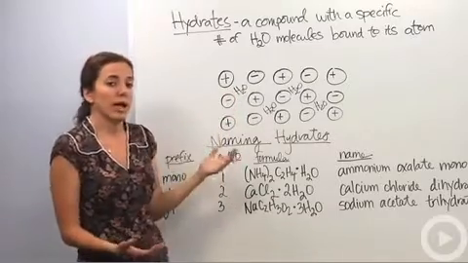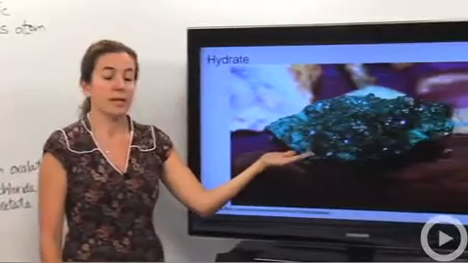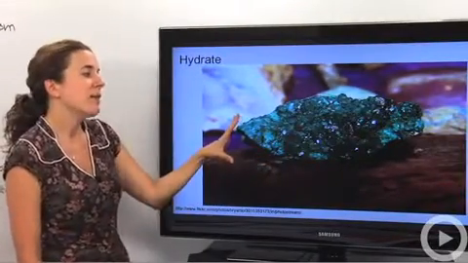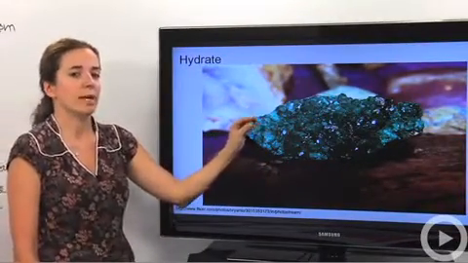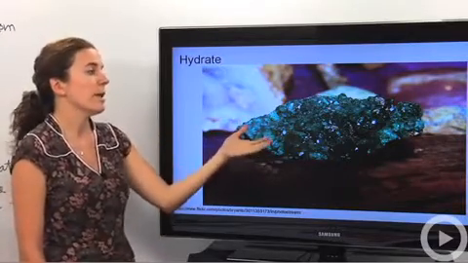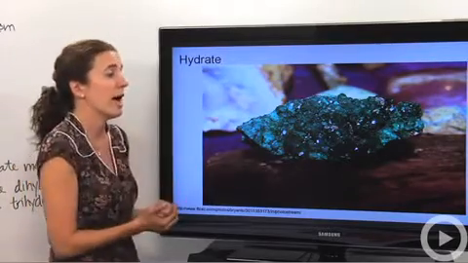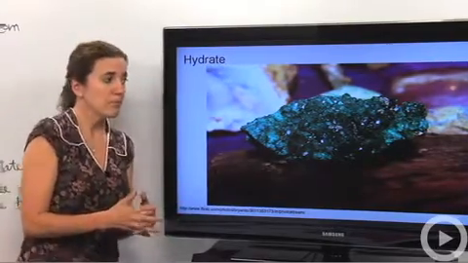So if you were to look at a hydrate to see what it looks like, hydrates are crystals, just like ionic structures are. However, they do have a blue color to them. They might have an iridescent color sometimes, but they have a characteristic blue color that makes the water pretty much seen when you look at the crystal itself. So this is an example of what a hydrate might look like if you find one.